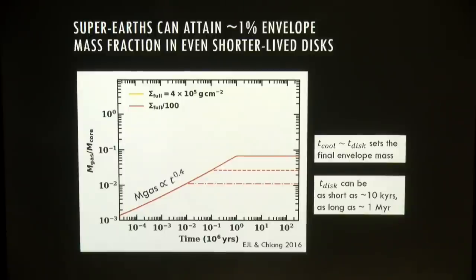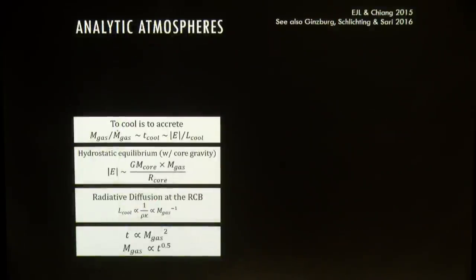So the rate of gas accretion is robust against the different depletion histories of these late-time stages of the disk. So where does this scaling come from? All the cooling physics that I told you thus far, you can actually calculate with just your pen and paper. I'll go through some simple steps that you can do on the back of an envelope.